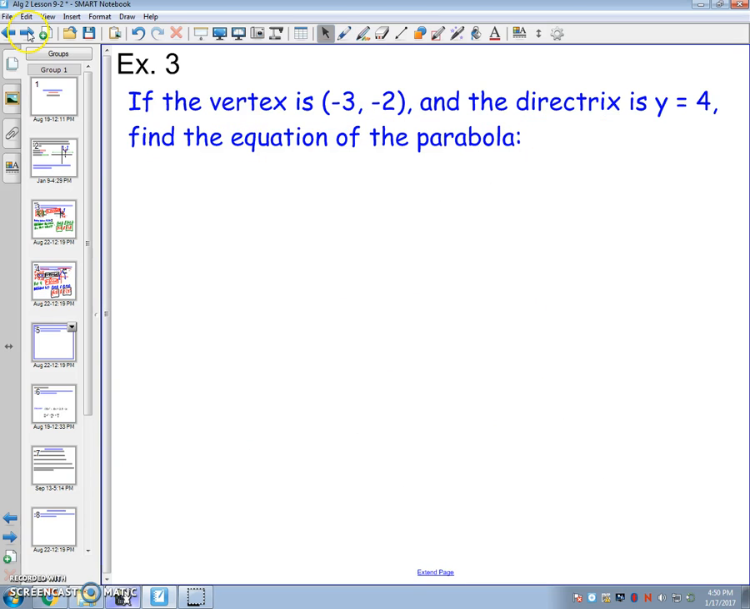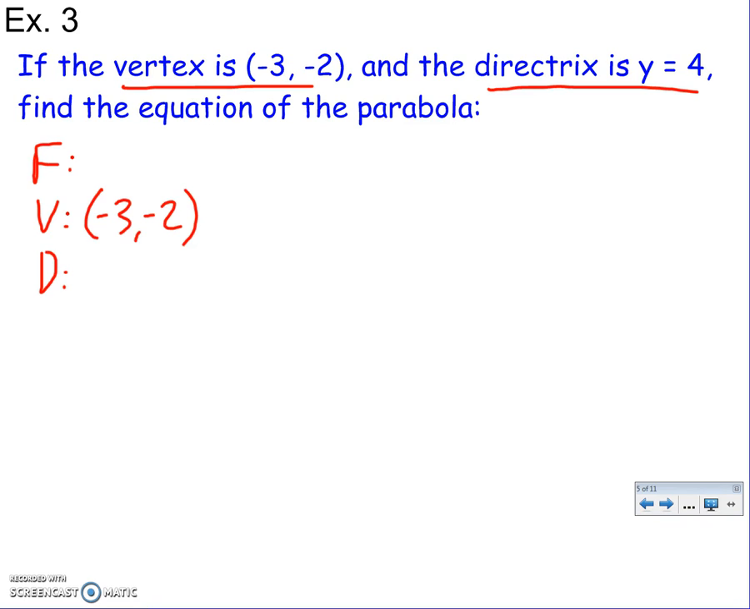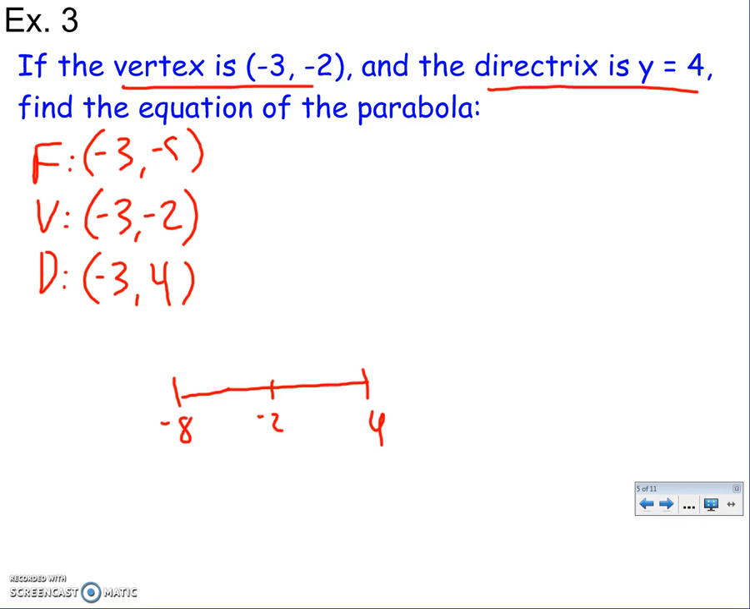All right, in the last case, example 3, we have the vertex and the directrix. So F, V, D. Vertex, -3, -2. Directrix, remember we don't want the line, we need the point. Y is 4, the x is going to be the same, -3. The focus, remember the vertex is in the middle, so the x doesn't change. Well, if -2 is right here, and 4 is right here, what's on this other side? You can tell it's subtracting 6, so -2 minus 6 is -8. It's just 6 away from the vertex.